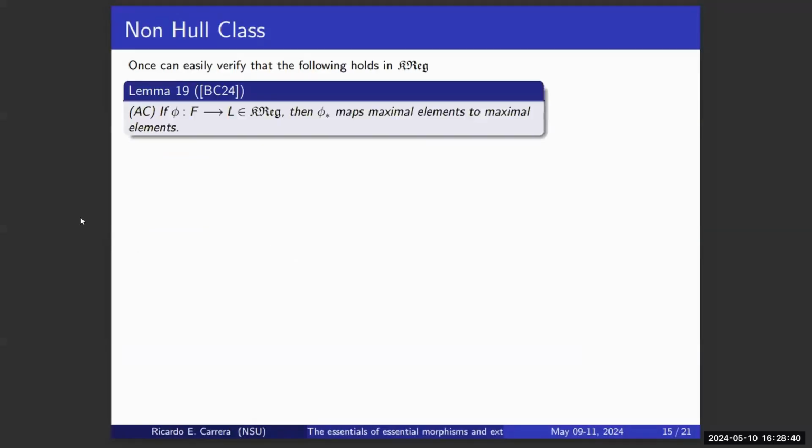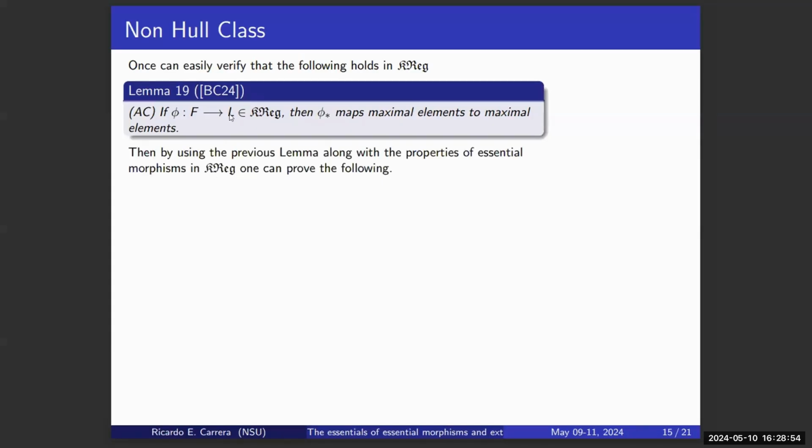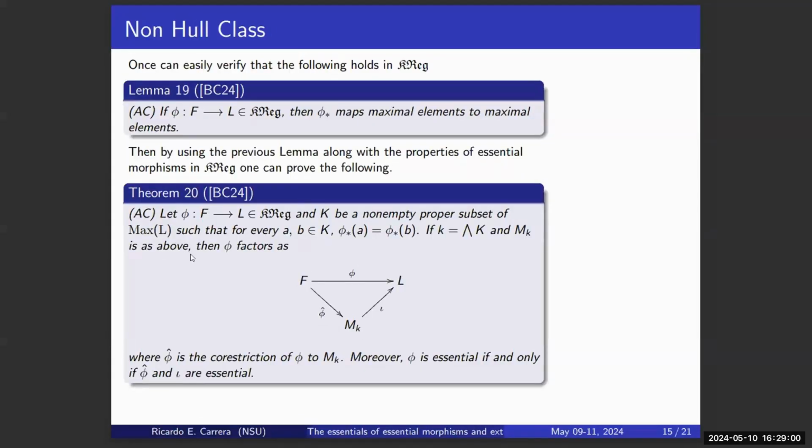This is really not too difficult. You can literally just show that if you have a map phi from F to L in kReg, then phi star maps maximal elements to maximal elements. Then using this result, along with the properties of essential morphisms in kReg, one can prove the following.